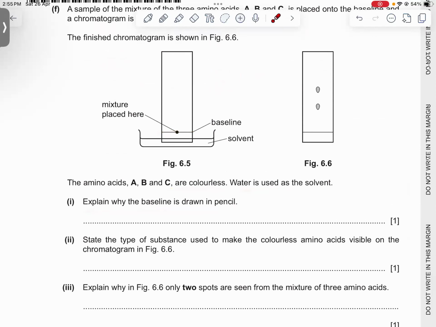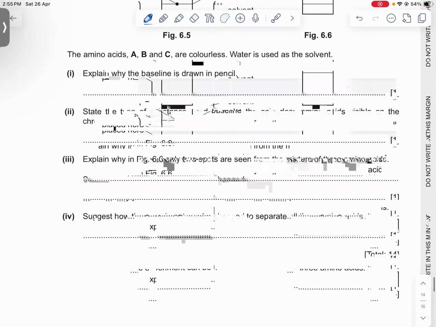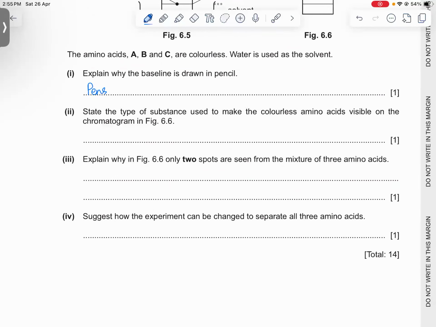It's insoluble. Very good. Pencil contains graphite, which is insoluble, right? Pencil does not dissolve.